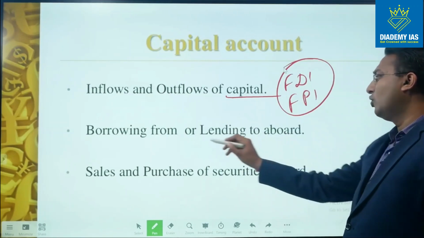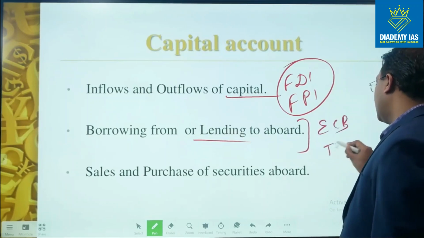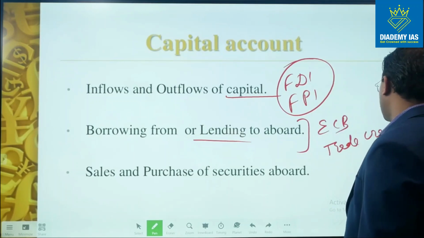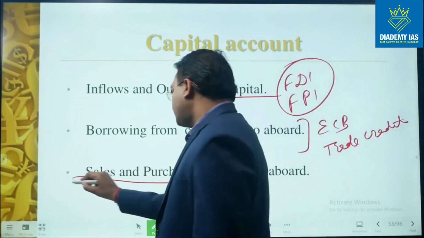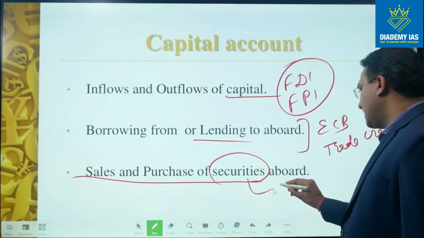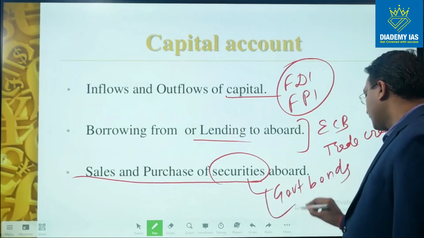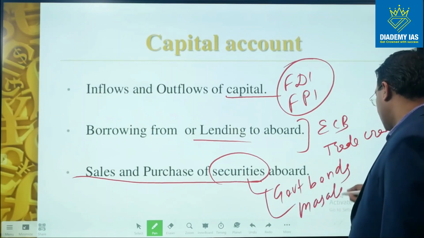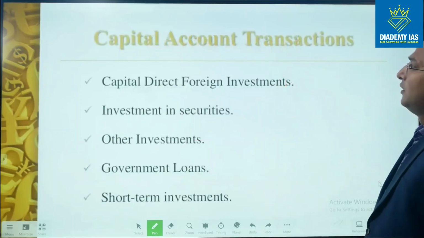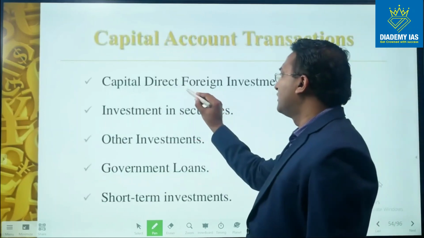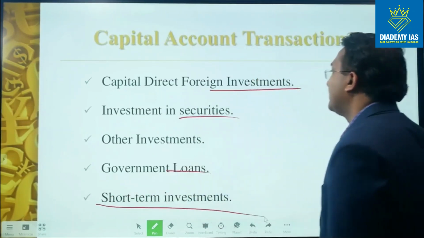Borrowing from or lending abroad, so transactions like external commercial borrowing or trade credit. All these we have discussed already. Sale and purchase of securities abroad, for example, government bonds or masala bonds, etc. Capital account transactions include direct investment, investment in securities, loans, and short-term investment, which we have already seen in the last slide.